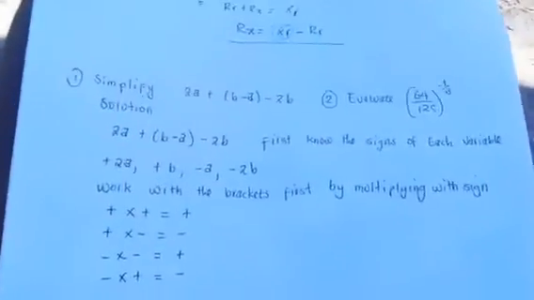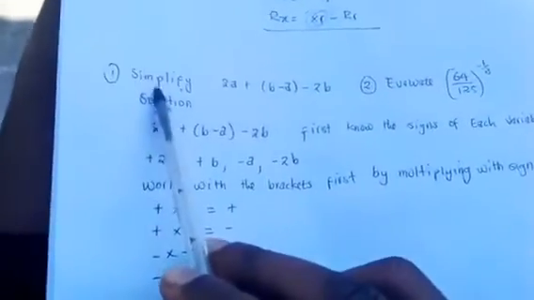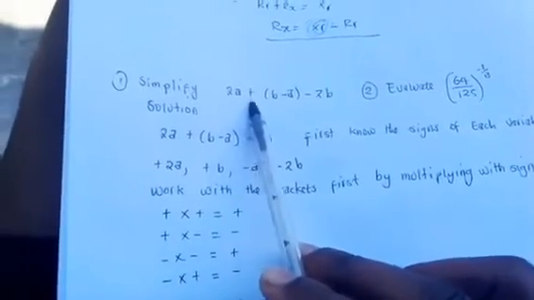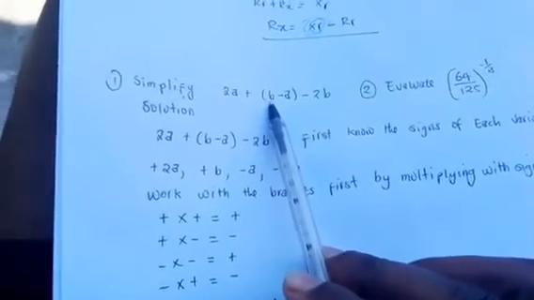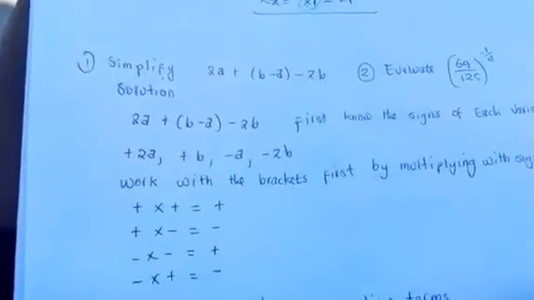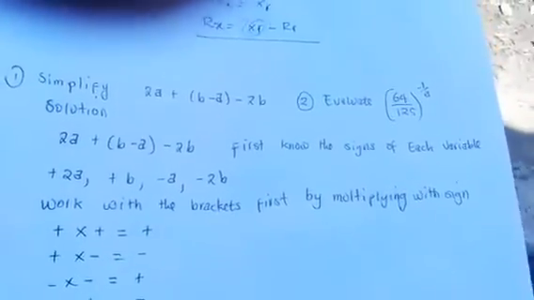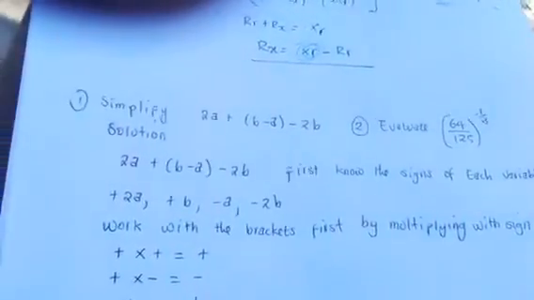Okay, so we have the two questions here which we are required to solve. First one is simplify 2a plus open bracket b minus a minus 2b, and then the other one is evaluate 64 over 125 raised to power negative 1/3.